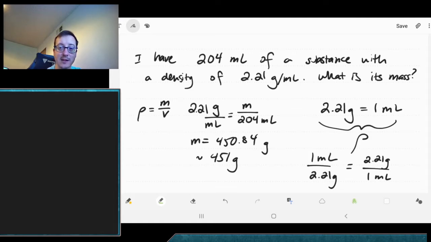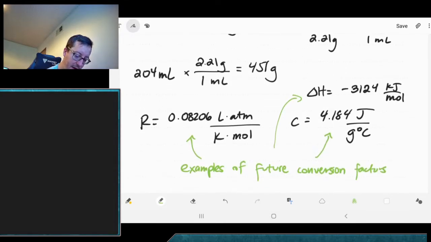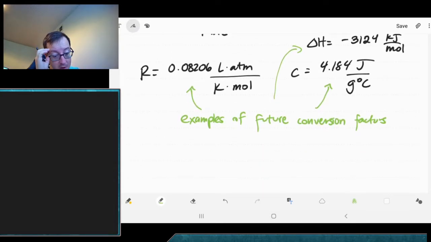So we do see density a bit when we're talking about calculations. So just keep that in mind. All right? So there we go. That's kind of the last bit that I wanted to talk about with things like this.